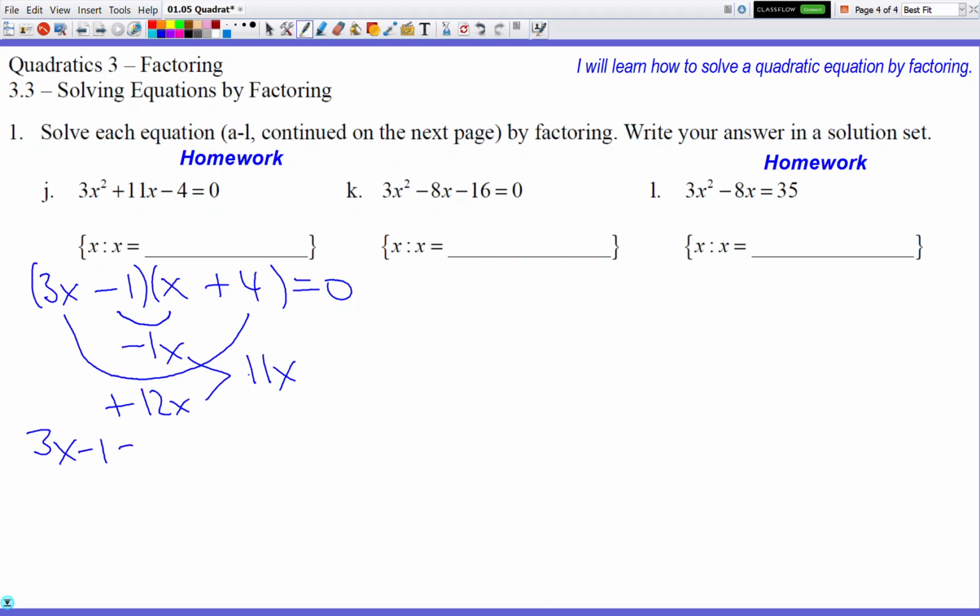So 3x minus 1 equals 0, and x plus 4 equals 0. Okay, so it's going to take a little bit more work to get this left side solved, right? So add 1 to both sides. So I get 3x equals 1.